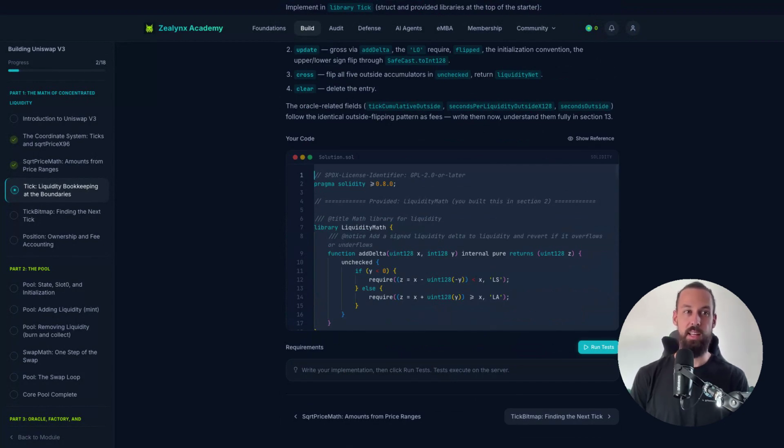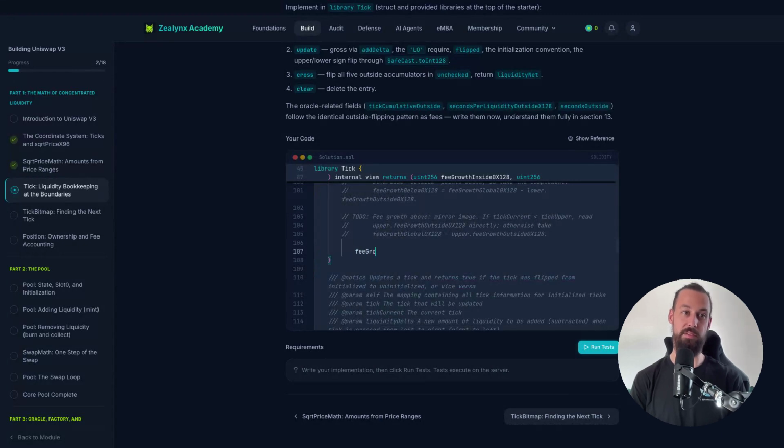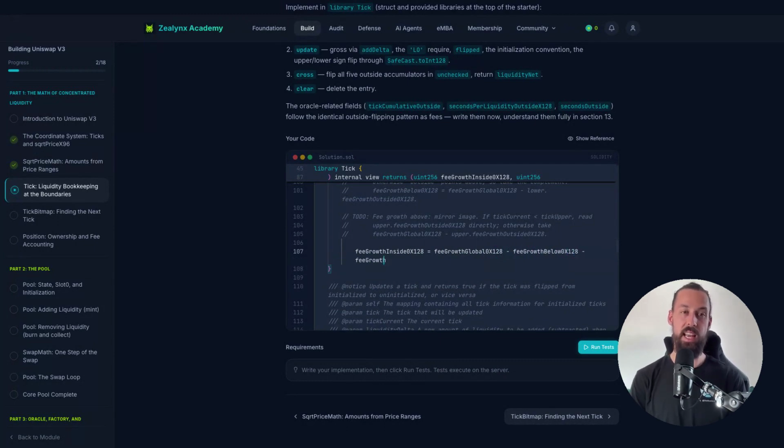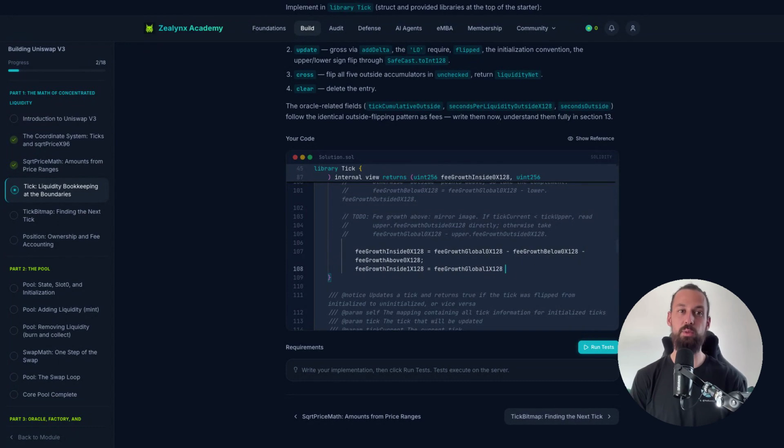Okay, let's write the 2 functions that matter. First, the payoff line. Everything not below and not above is inside. Global minus below minus above for both tokens, and the whole thing inside an unchecked block for the reason we just went through. Look at how small that is. 2 subtractions per token. That is the answer to how many fees did this position earn, for any range, at any time. Computed in constant time. No loop over crossings. No per position history.